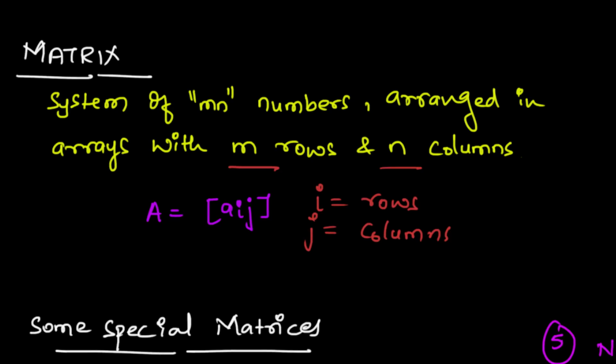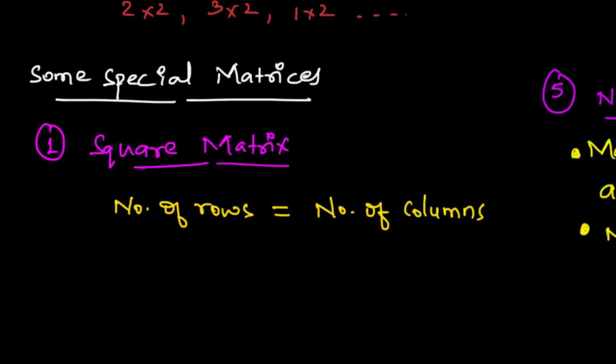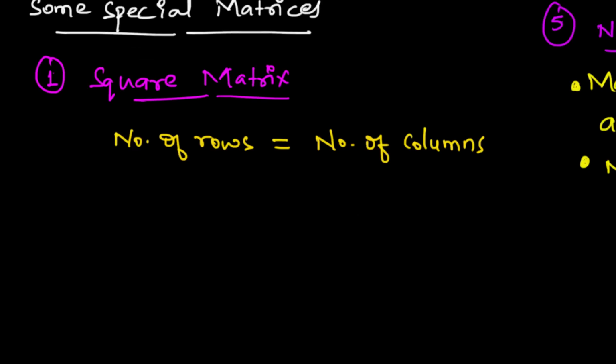A matrix can be of any size, 2 cross 2, 3 cross 2, 1 cross 2 or any size. There are some special types of matrices. Let's talk about them. The first is the square matrix. In a square matrix, the number of rows equals the number of columns. So when we write A equals Aij having a dimension of m cross n, in a square matrix m is equal to n.